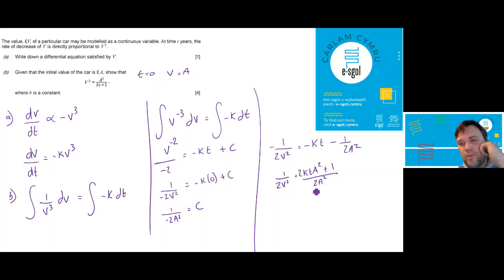Now, if I move this up over to the other side, this up to that side and that down, I will have 2a squared over 2kta squared plus 1 equals 2v squared. Divide this side by 2, so that I have v squared equals a squared over 2kt a squared plus 1.